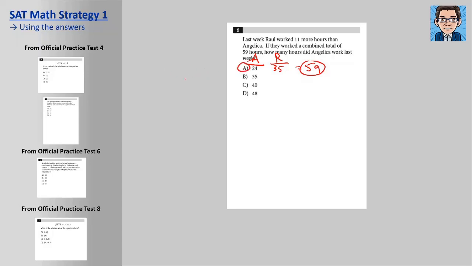But even if that didn't work, if we had to go down a couple more and figure out where they equal 59, it's much easier than setting up the whole equation and solving the equation.